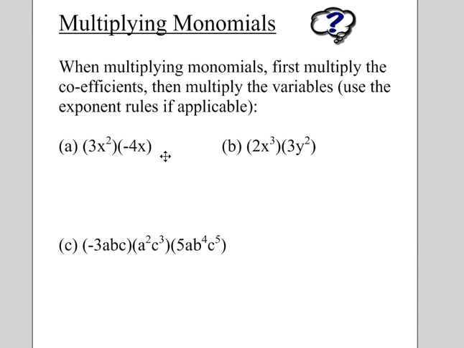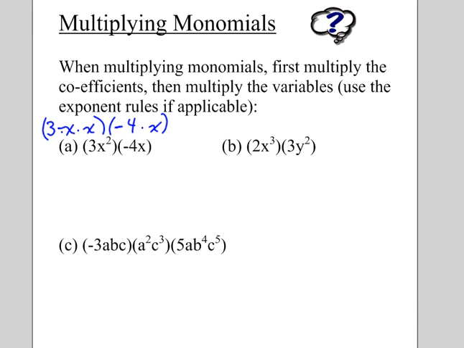So if we looked at the very first example here, we're asked to look at 3x squared times negative 4x. And what that actually means, the 3x squared really means 3 times x times x. That's what it means. And negative 4x means negative 4 times x. So the dots just mean multiply.